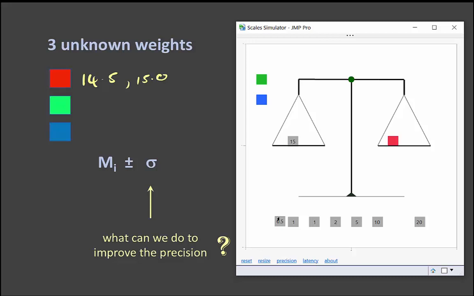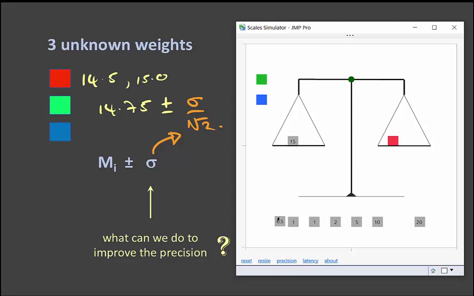I would say I've got the average of those two, which is 14.75, plus or minus. Well, what's it going to be plus or minus? Well, actually, if you do the maths on it, it's sigma divided by the square root of 2. So I have reduced the standard error, so I've increased the precision by a factor of root 2.